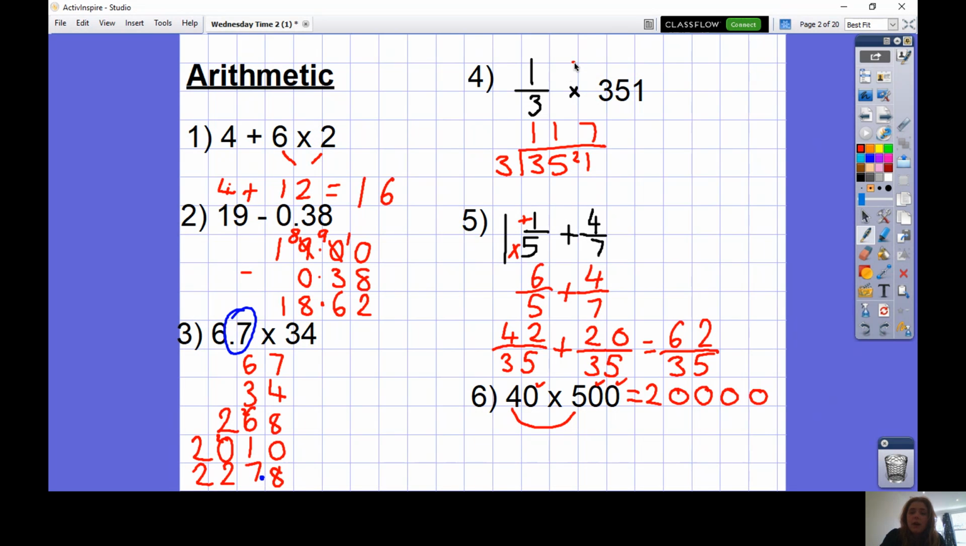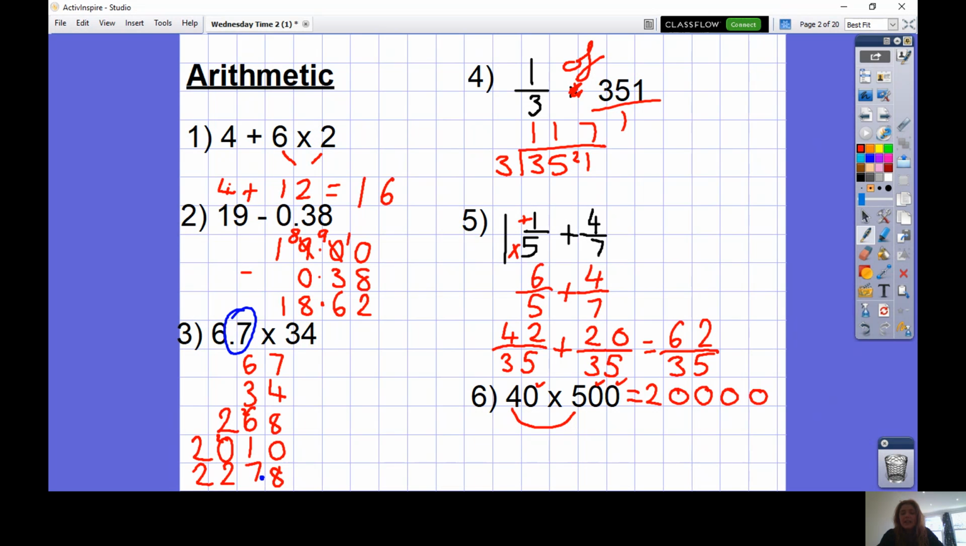For question 4, I simply immediately recognised that this would actually be quicker to do 1/3 of, which gave me 117. You might have done it like this, where you were multiplying, but then you still would have ended up doing 351 divided by 3 because you need to convert to have a whole number as your answer.